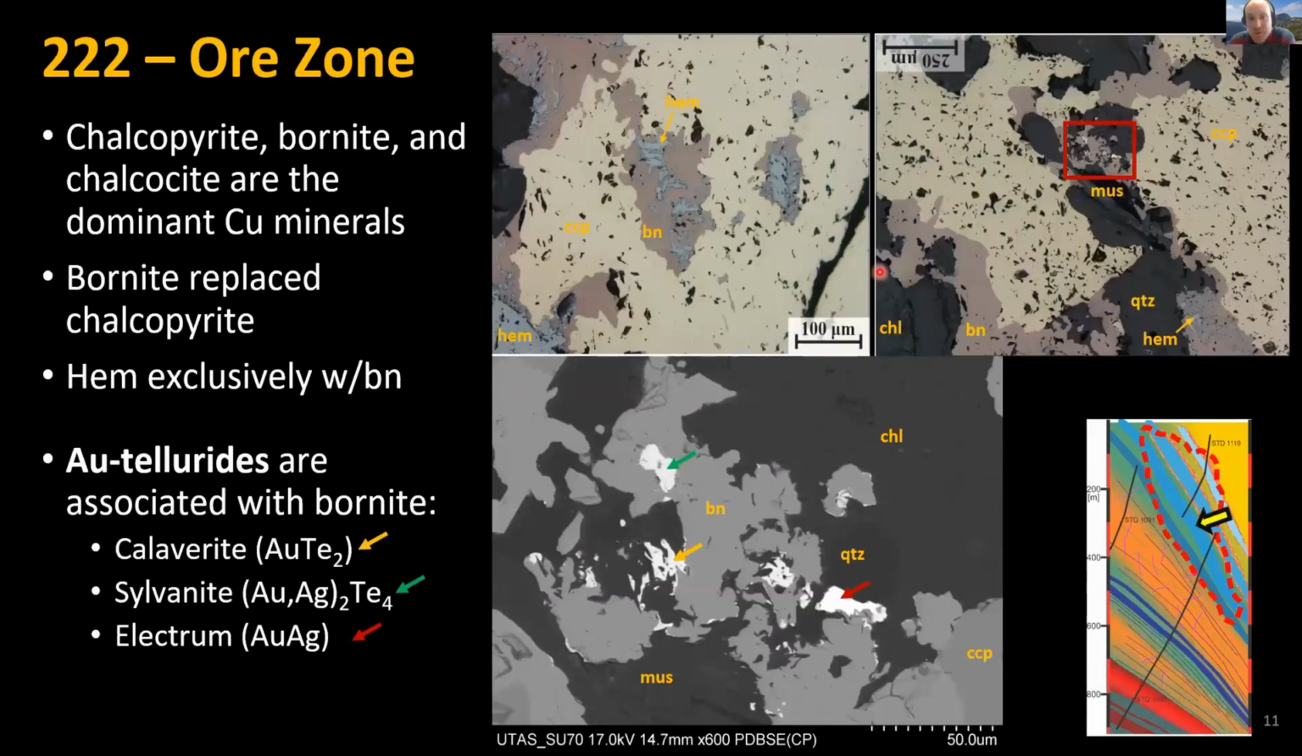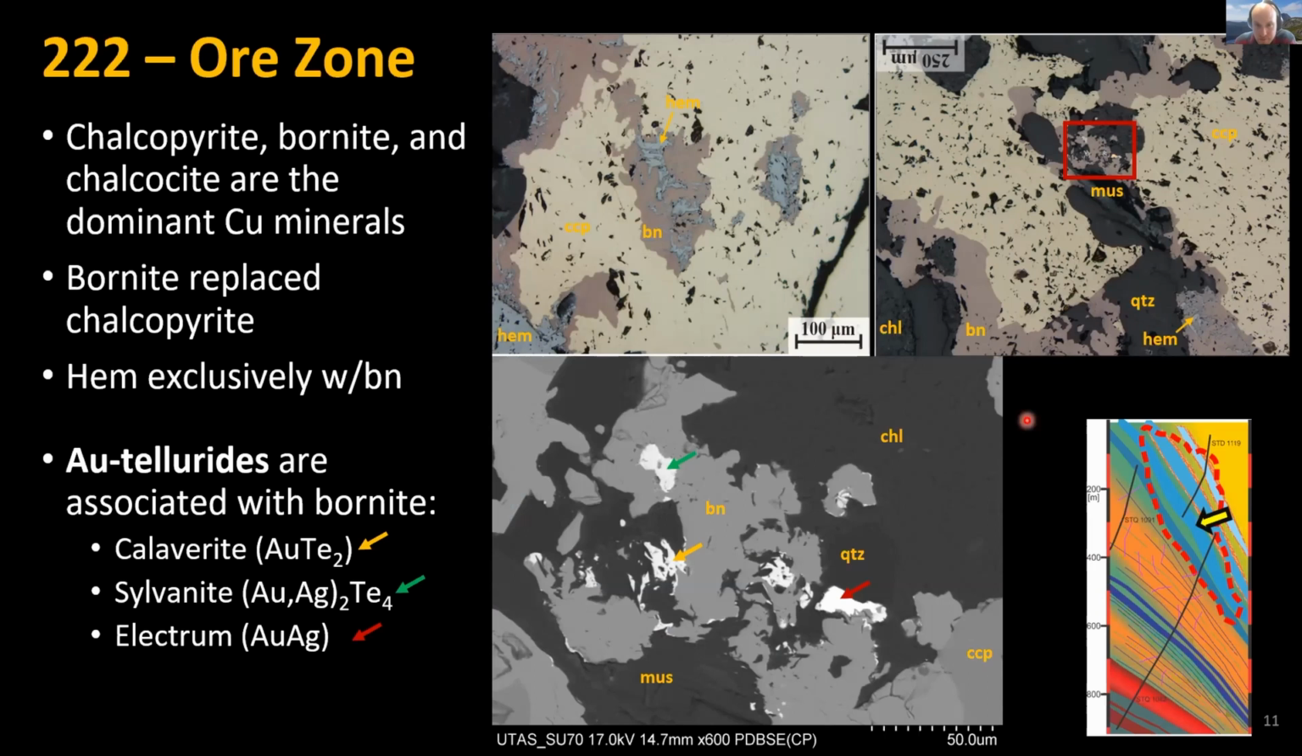And you see quite interesting mineralogy. So we see that hematite is associated with bornite, and the bornite is replacing the hematite, and the bornite is also replacing the chalcopyrite in the ore zone. And in this right-hand photograph we see this bit of golden speck, which is gold.